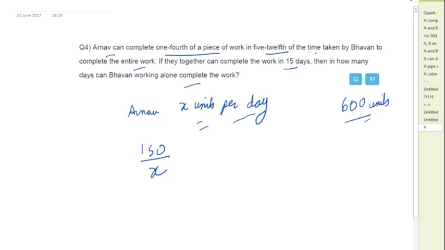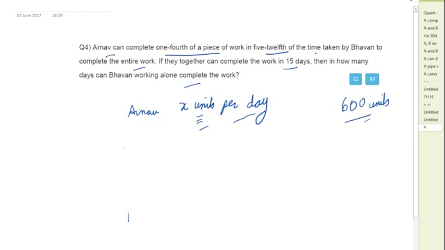And how much time would Bhuvan take to do the same work? So Arnav does X units per day. Working together, they are able to complete it in 15 days. So working together, Arnav plus Bhuvan do 40 units. So Bhuvan will be doing, where do I write? I'll write here.